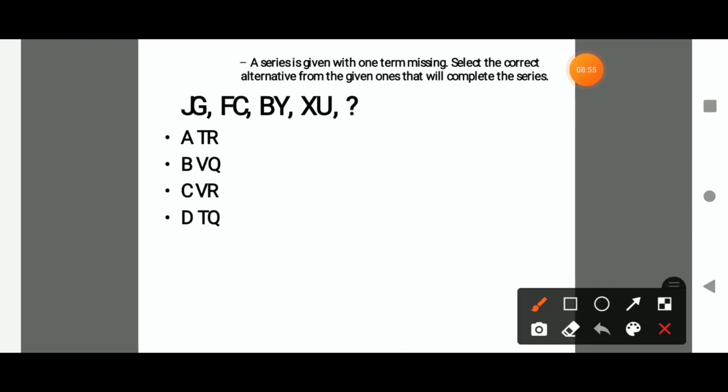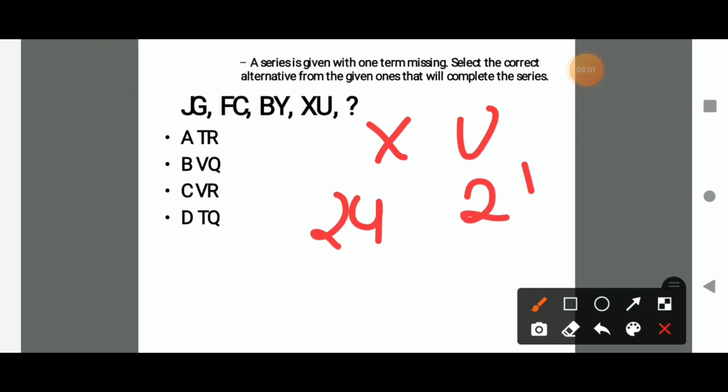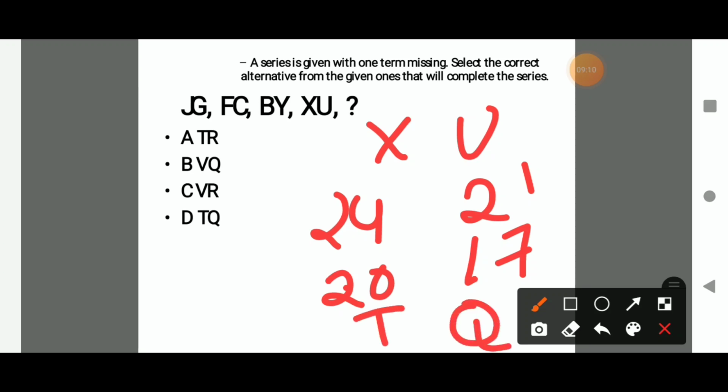So let us go for the output. X and U. X is 24. U is 21. What is the minus 4? It is 20. This is 17. So 20 is T. 17 is Q. So option D will be the correct answer to this question.